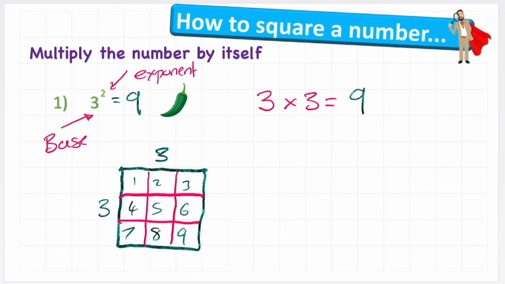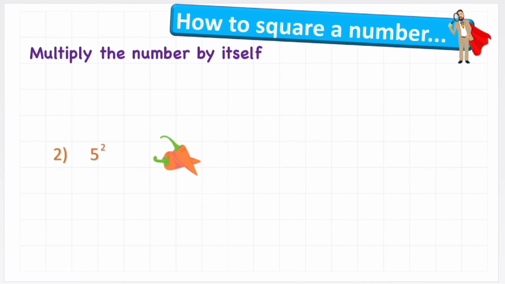So in this case, our base number was 3, so I've done a width and a length of 3, cut my square into those individual squares, and I got 9 as my answer. Let's have a look at it with another example.